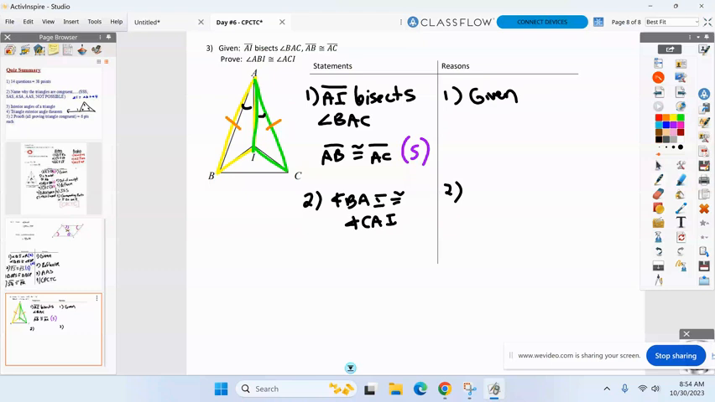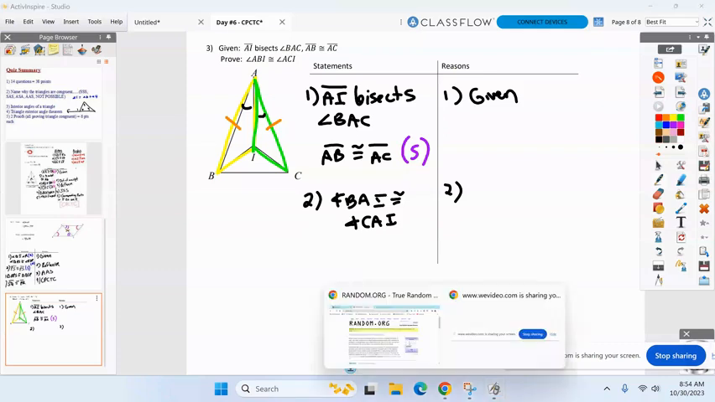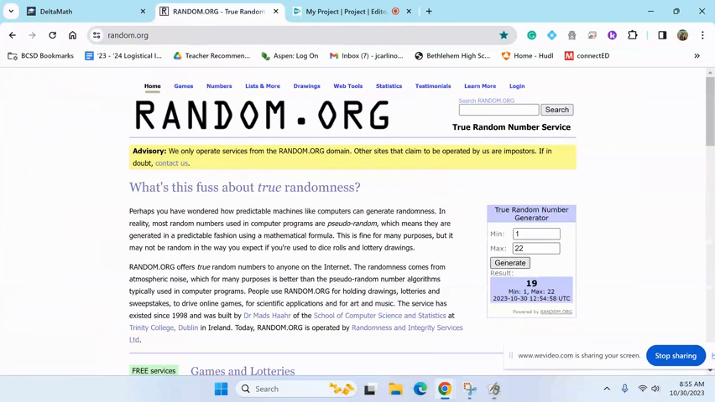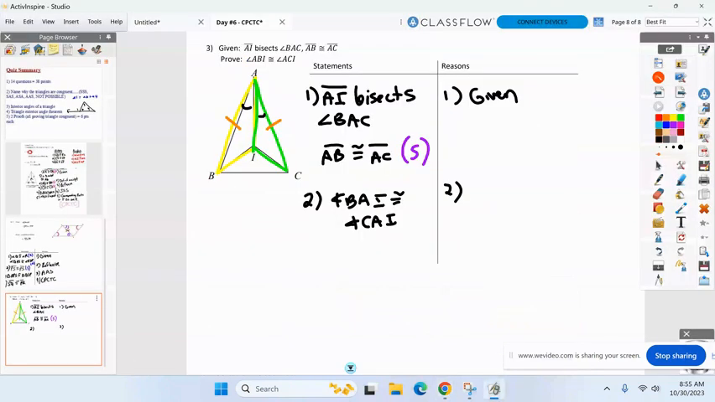Good job. I still think some of us don't get the whole bisecting an angle part. All right, why are those two congruent? How did Finley know that? Cormac, how'd you know that? BAI congruent to CAI. Definition of bisecting. Yep. All right, so that gives me a pair of angles.